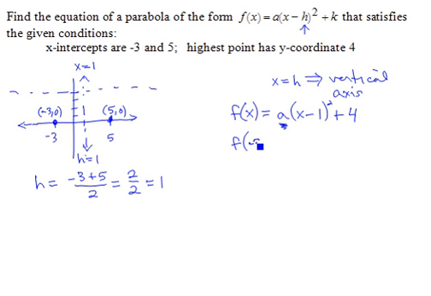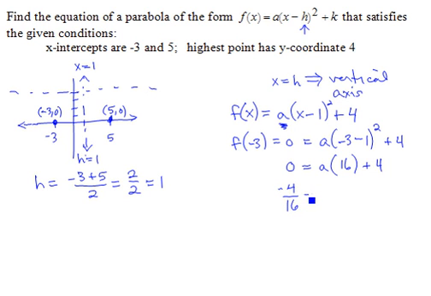So f of negative 3 should equal 0, but f of negative 3 also equals a times (negative 3 minus 1) squared plus 4. Well, looking at the right part of this, we see that 0 has to equal a times negative 4 squared, that's 16, plus 4. Solving for a means that negative 4 over 16 is equal to a. That's negative 1/4.